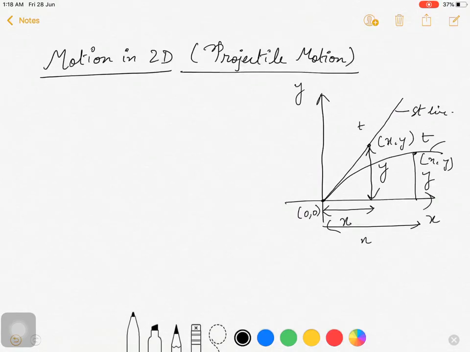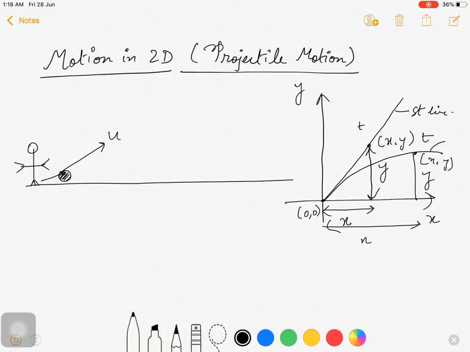Now let us consider a ground on which a football is resting. Now a football player comes and imparts a velocity u to the football at an angle theta naught with the horizontal. So this initial velocity u can be broken down into two components: ux i cap, where ux is the horizontal velocity, plus uy j cap, where uy is the vertical velocity.